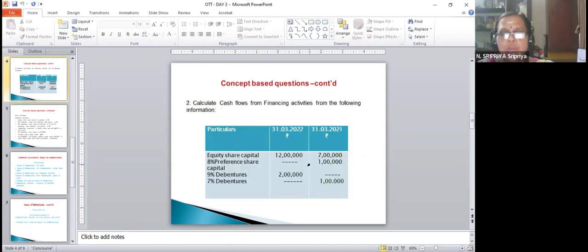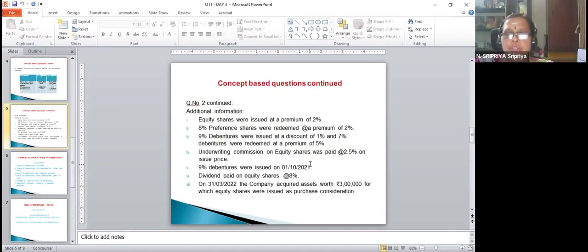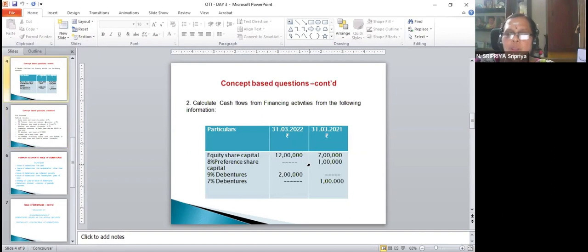So here in this question, it is 8% preference shares. 8,000 rupees should be paid as preference dividend. After that only, you will pay the dividend on equity shares.